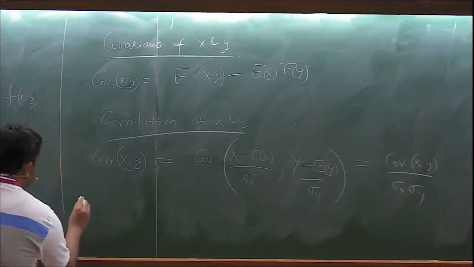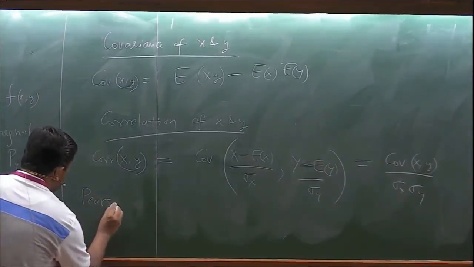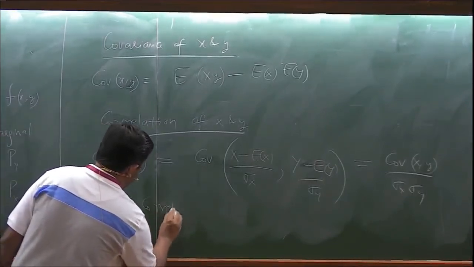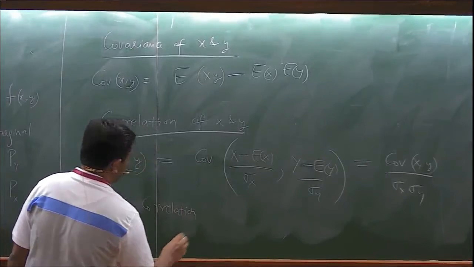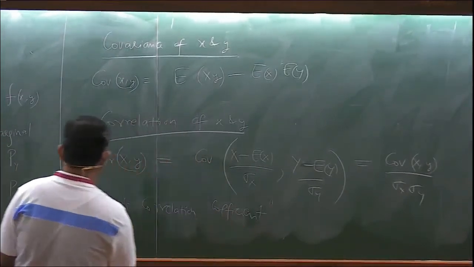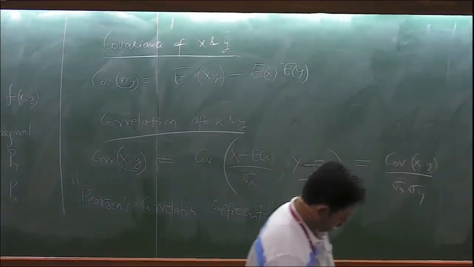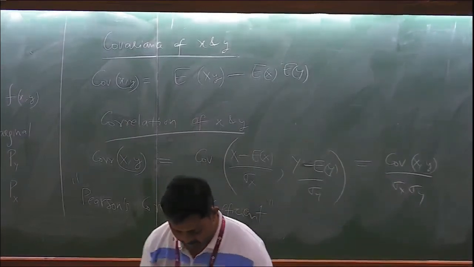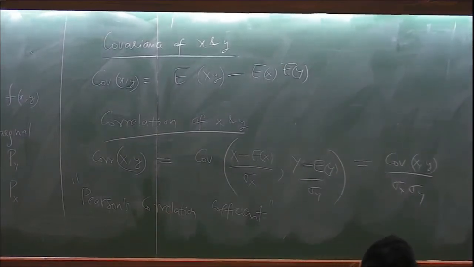So this number is sometimes called the correlation coefficient. Once you do it for 2 variables, you can easily generalize it to n variables, and so it's not a difficult thing.